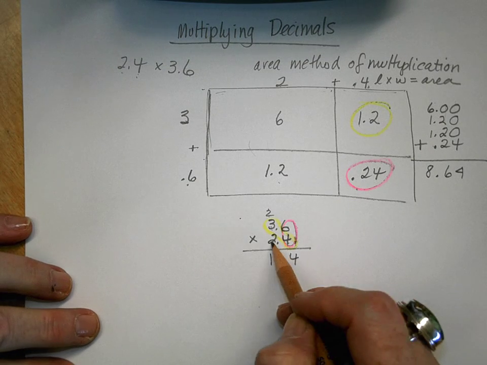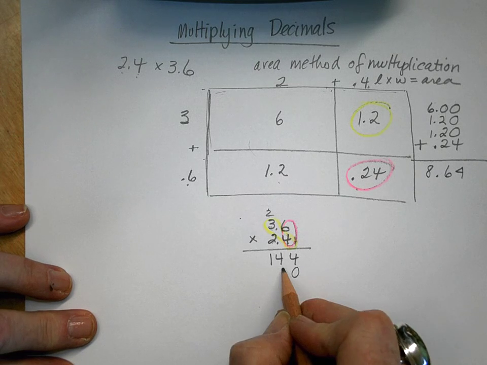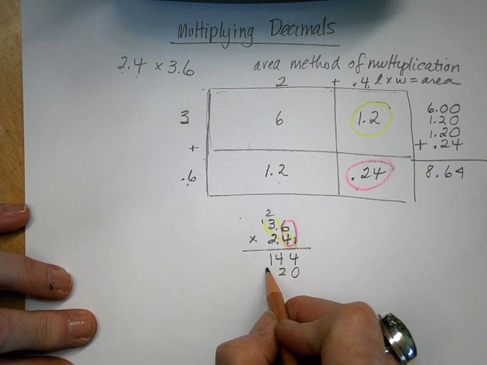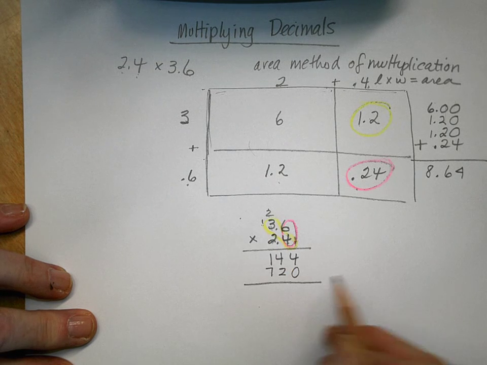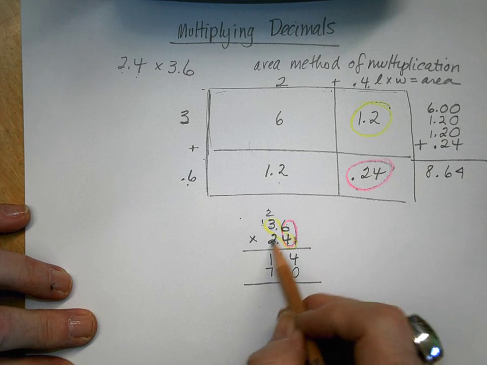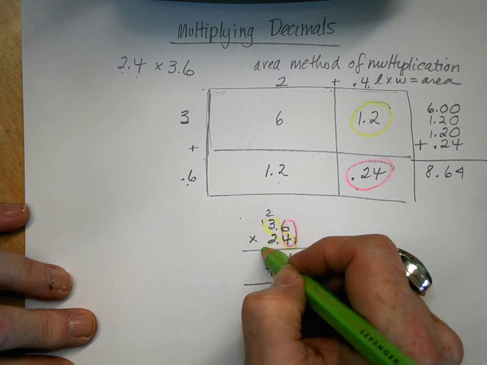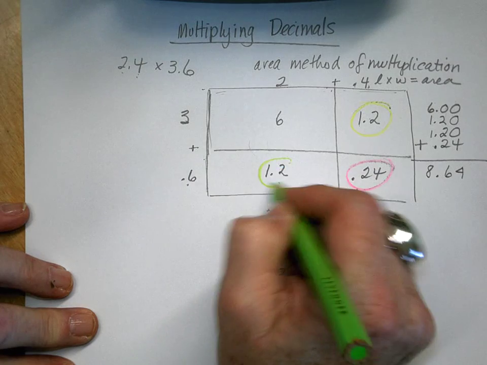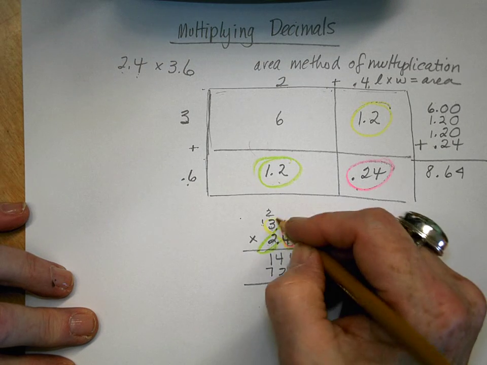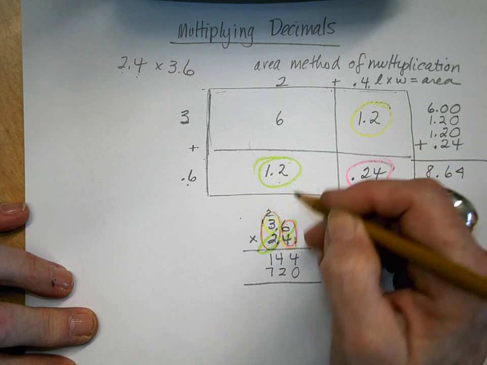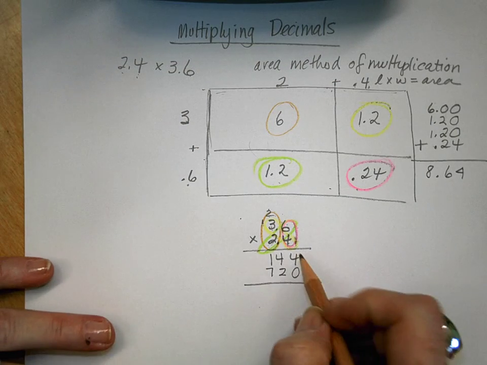Now I have 2 times 6. I'm going to hold that place. 2 times 6 is 12. Carry the 1. 2 times 3 is 6, plus 1 is 7. This part, the 2 times the 6, this part right here is this part right here. This 2 times the 3 right here is this 2 times the 3 right here. Now I'm going to add it all up.